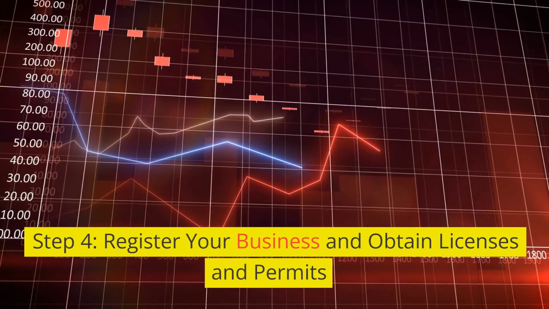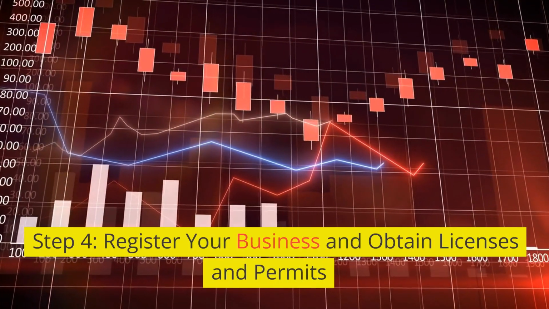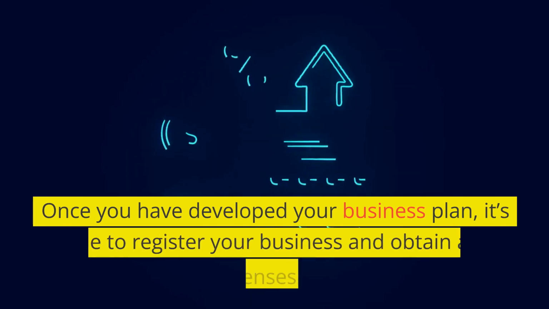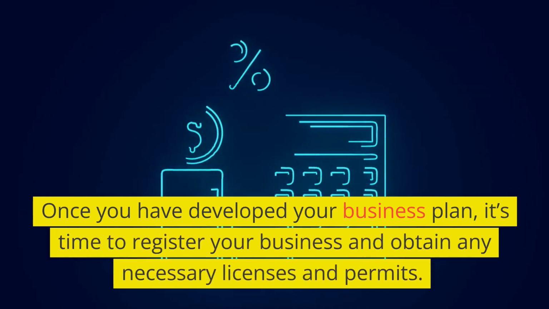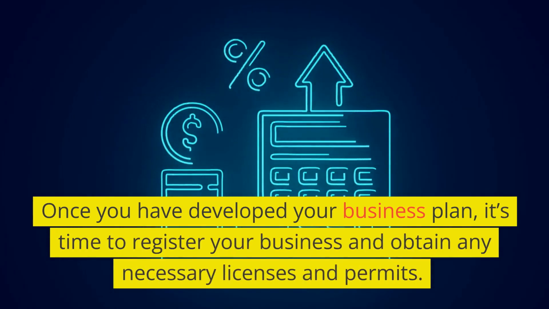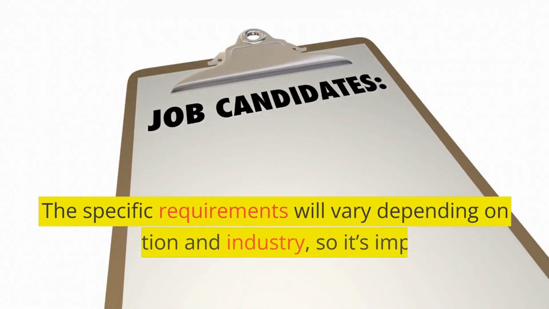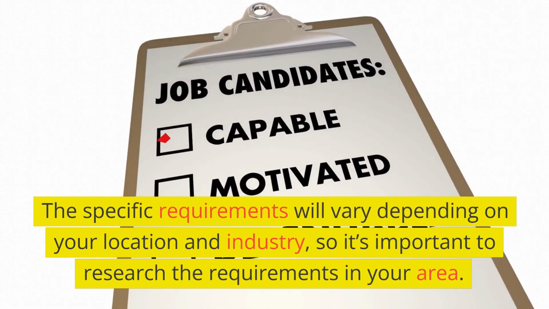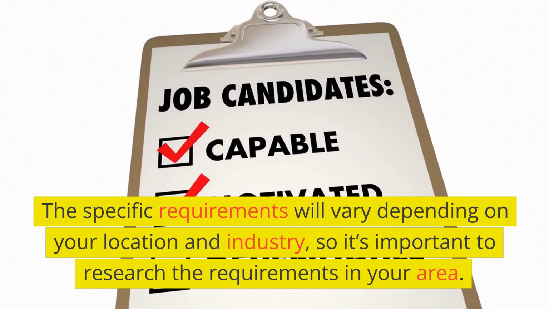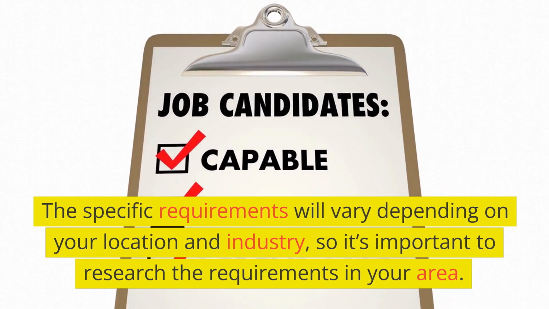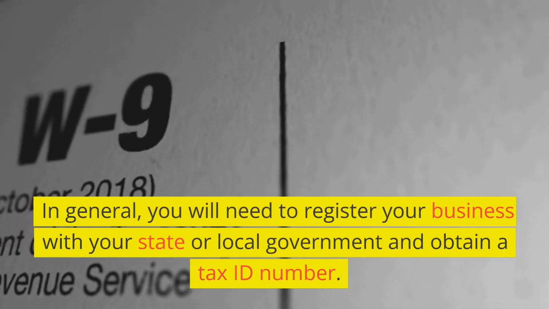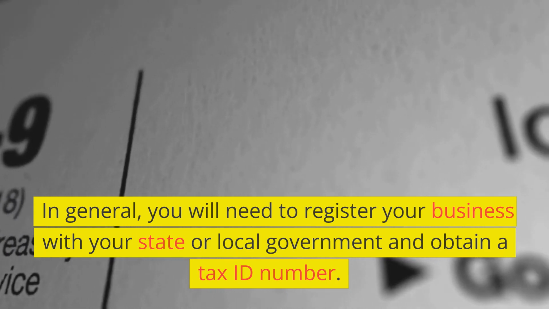Step 4. Register your business and obtain licenses and permits. Once you have developed your business plan, it's time to register your business and obtain any necessary licenses and permits. The specific requirements will vary depending on your location and industry, so it's important to research the requirements in your area.